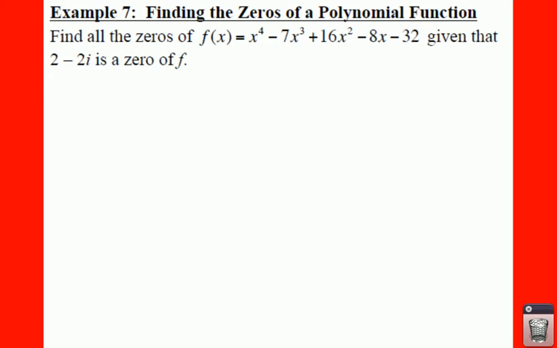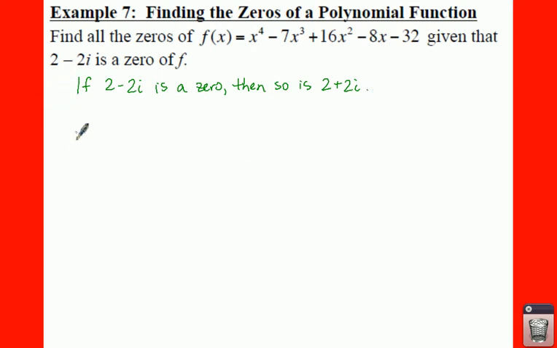As you know, the more math you do, typically the more difficult it gets. So this is a little more difficult just because we're not going to be able to use synthetic division, but we get to use everybody's favorite, long division. So let's look at a couple things we know here. If 2 minus 2i is a zero, then so is 2 plus 2i.